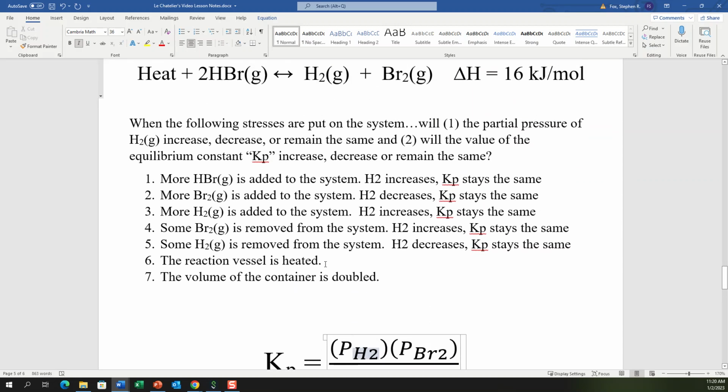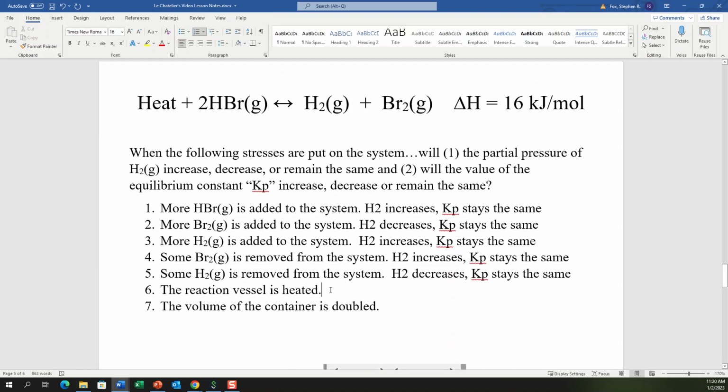All right. The reaction is heated. So in this case, you heat the reaction vessel. The reaction is going to shift towards the right, producing more H2, and the H2 gas is going to be at a higher temperature. So two reasons why the partial pressure of H2 increases. You have more H2 particles, and the particles are moving faster because you heated it up. And because this is an endothermic reaction, the reaction becomes more favorable at higher temperatures.